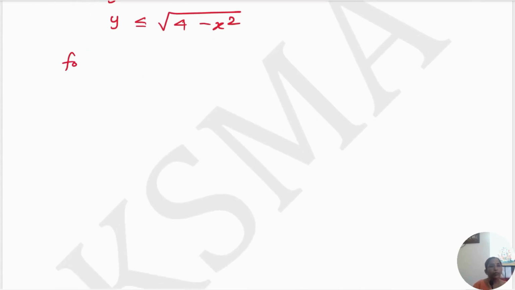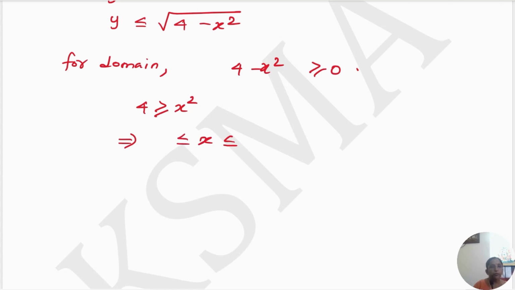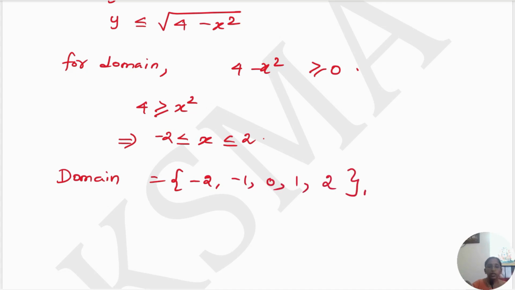So for finding the domain, 4 minus x square should be greater than or equal to 0. So 4 is greater than or equal to x square. So our x value lies between minus 2 and plus 2. So our domain is minus 2, minus 1, 0, 1 and 2. So this is our answer.